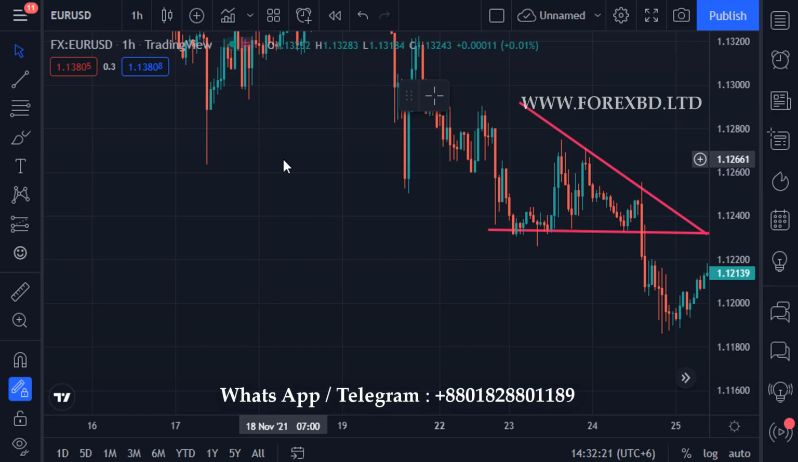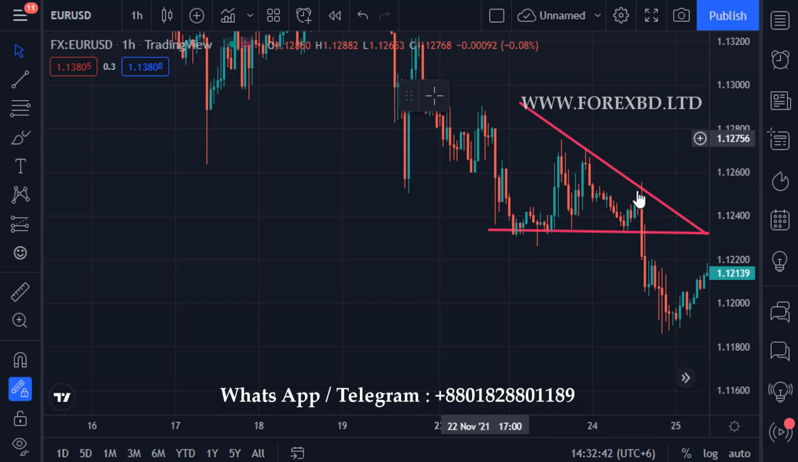So let's take a look at the rest of the video. So the descending triangle pattern is the opposite of the ascending triangle pattern. That is, if we reverse the ascending triangle pattern, then the descending triangle pattern will come. Surely you can see it on the screen. It features a support line at the bottom and a trend line at the top.